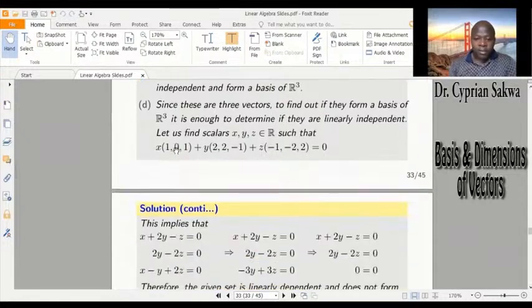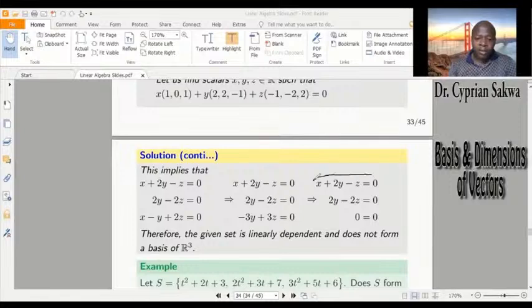Now, the vectors we are given were this, this, and this. So we want to obtain scalars x, y, and z, and check that x times this plus y times this plus z times this gives us 0. If x, y, and z are all 0, then the vectors will be linearly independent. So the end result will be this. The last row here means that this system has solutions, that x, y, and z exist and that they are non-zero.